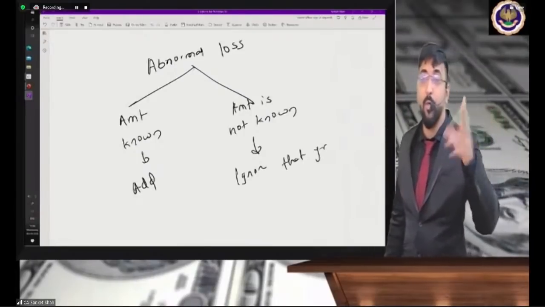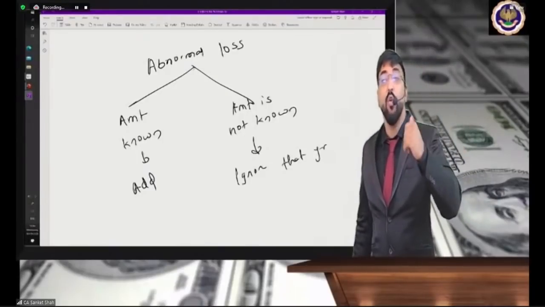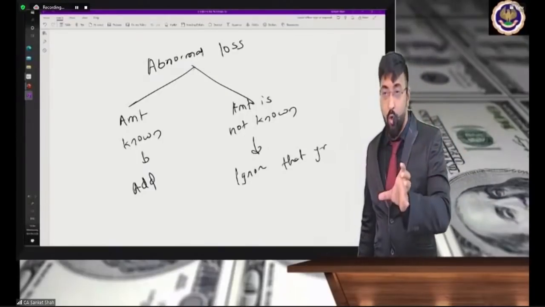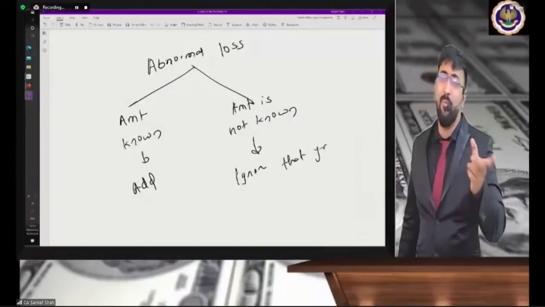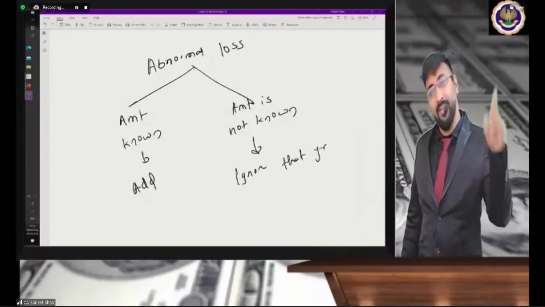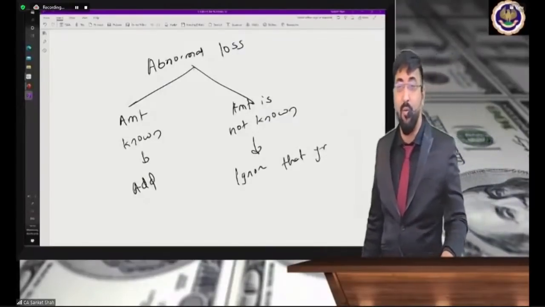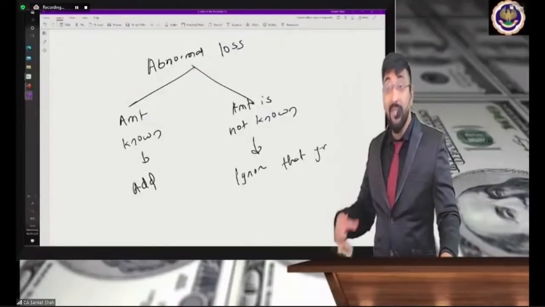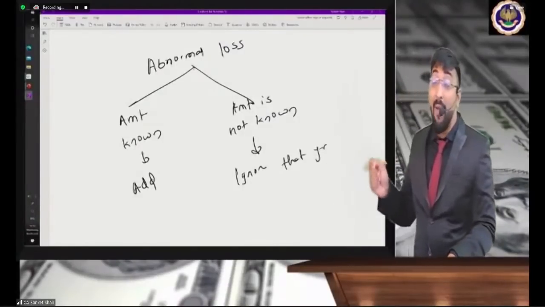For example, 2019, 20, 21, you don't consider if the amount is not known. If you consider my losses, an abnormal loss of 30 lakhs, add that amount in your profit calculation. Why? Because you lost that amount, and therefore we will add it.